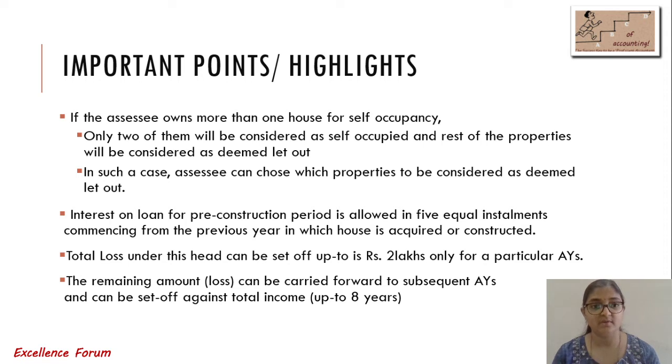Then the last is important. The total loss under this head, that is income from house property, can be set off only up to rupees 2 lakhs for a particular assessment year. If there is more loss than rupees 2 lakhs, then it has to be carried forward to subsequent assessment years, and it can be set off against total income for subsequent years. But again, it is allowed only up to 8 years, and if there is still some loss remaining, it will lapse. Now we will see the illustration to understand this better.